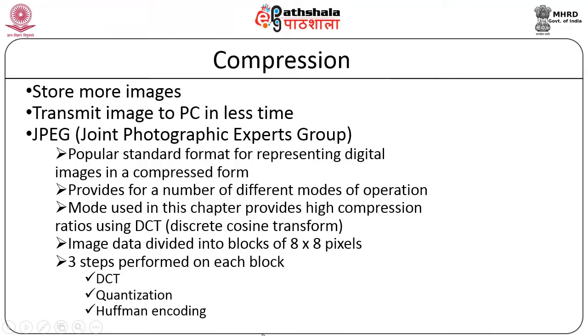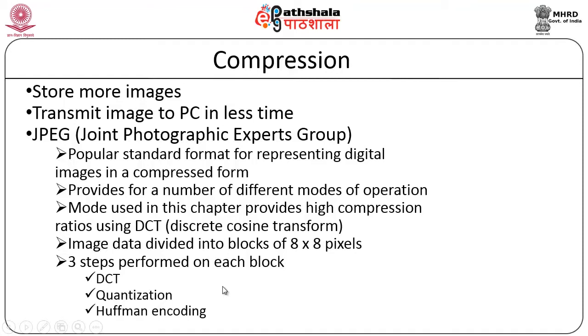Now, JPEG is the format with which the images are stored. JPEG is a popular standard image format for representing digital images in a compressed form, and it provides a number of different modes of operation. This particular mode provides a higher compression ratio using DCT. So, using the discrete cosine transformation, whatever data we have captured is compressed.